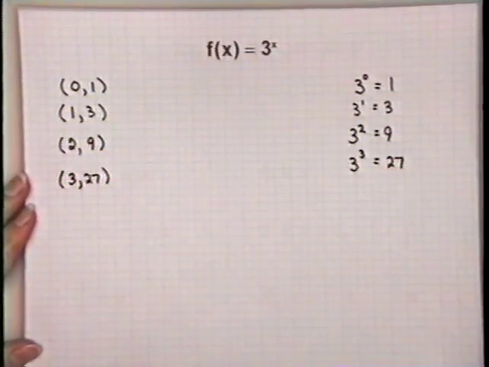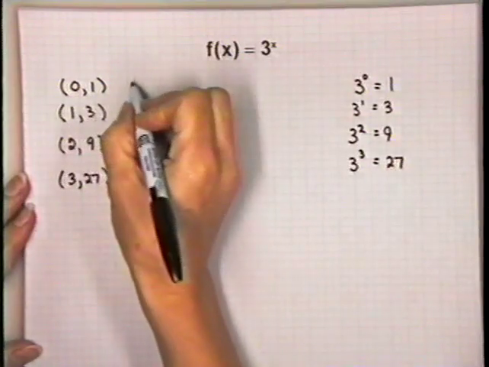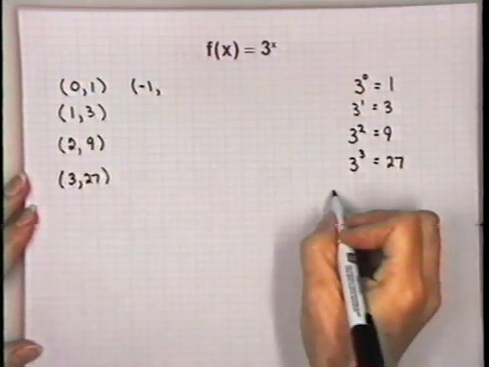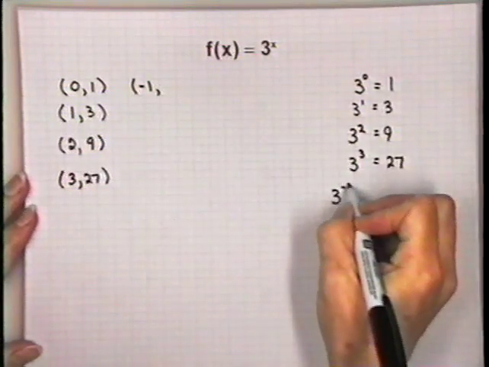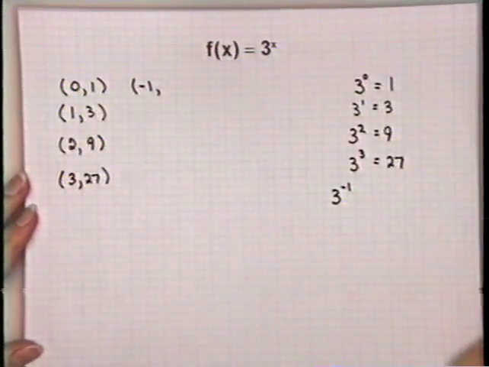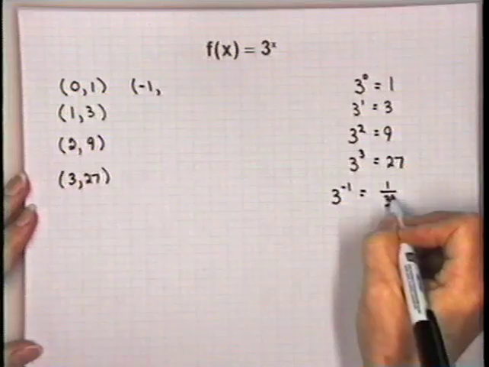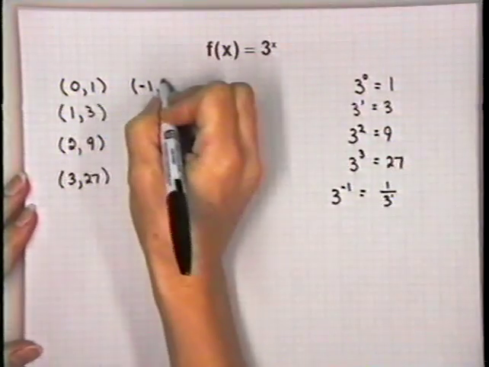Now, let's look at using some negative values for x. Suppose I want to let x be negative 1. Well, let's see. If x is negative 1, I have 3 to the negative 1 power. Do you recall what that means? That means what? 1 over 3 to the first power, doesn't it? Or 1/3.